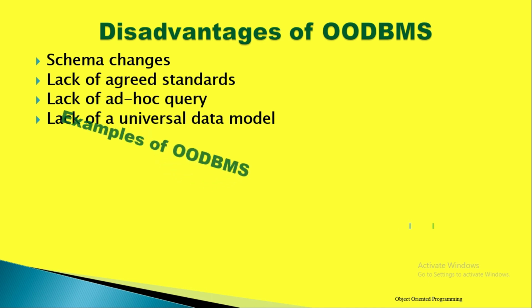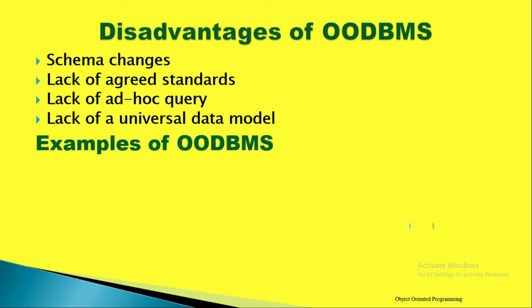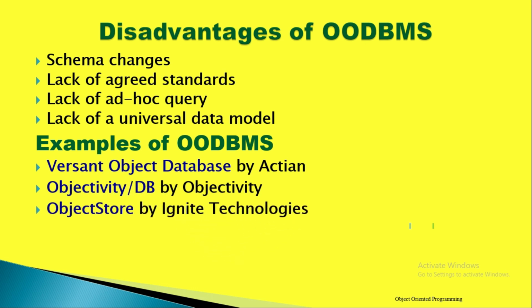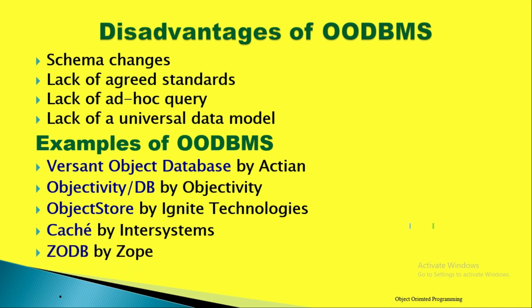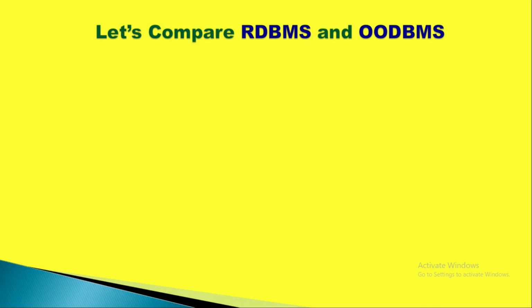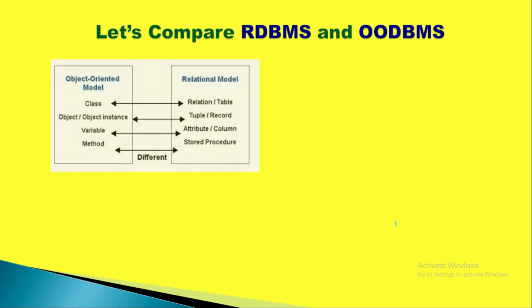Now there are certain examples of object oriented DBMS systems: Versant Object Database by Action, Objectivity DB by Objectivity, Object Store by Ignite Technology, Cache by InterSystems, ZODB by Zope. And let's compare now the OODBMS and relational database management systems.